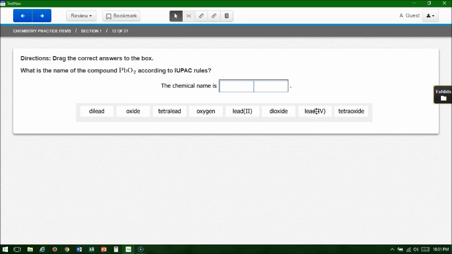Now we're going to use Roman numeral 4 in this case because each oxygen is worth -2, and we have 2 of them. So the charge on lead is +4. The rest of the name is just the word oxide. We don't use prefixes with ionic compounds. So the correct answer is lead, Roman numeral 4, oxide.